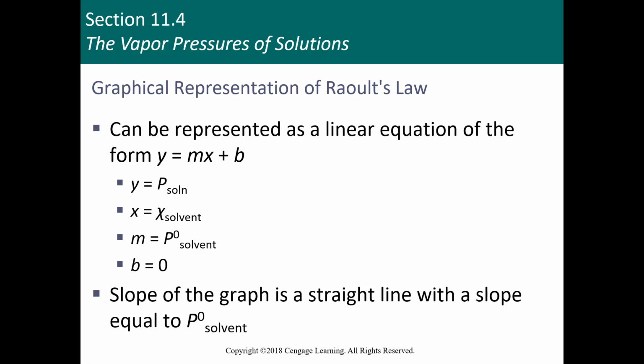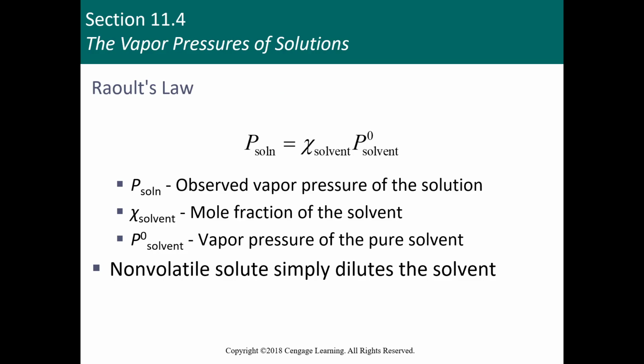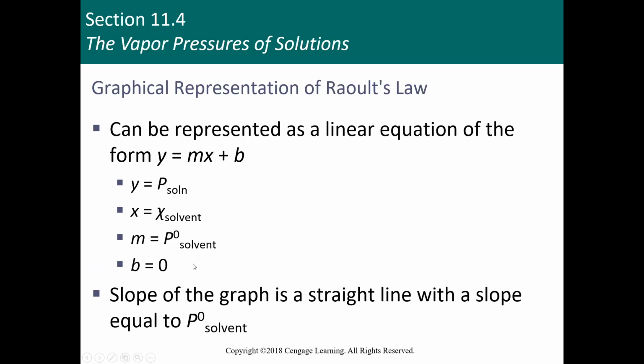Alright, so if you look at Raoult's law here, you can notice that this is very similar to the linear equation you are probably used to. Here we have y equals a slope times an x, and then plus 0, so we don't have anything for b. Which makes sense. You would expect a pure solvent, if it has no solute in it, to act as a pure solvent. There you go. This can be represented, of course, by your linear equation.